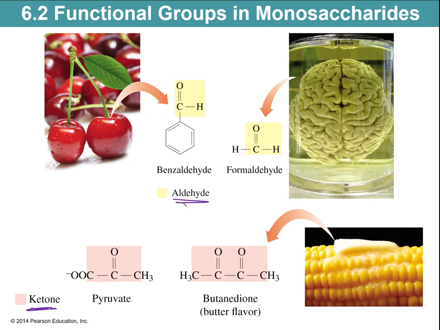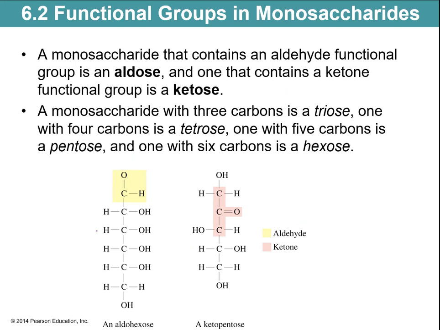I make copies. But it's either going to be on the carbon at the top of the chain or the second carbon. If it's on the end, it's an aldehyde. If it's on the second carbon, it's a ketone. And so notice where it is. In this first one, notice the double bond oxygen's on the end. So that's an aldehyde. Count how many carbons in the chain. So there's 6. So they will call this an aldohexose.